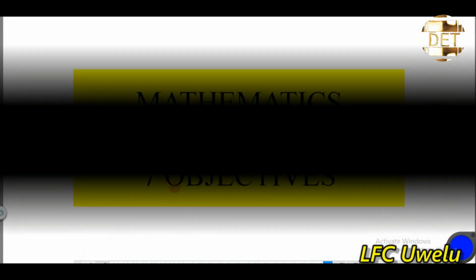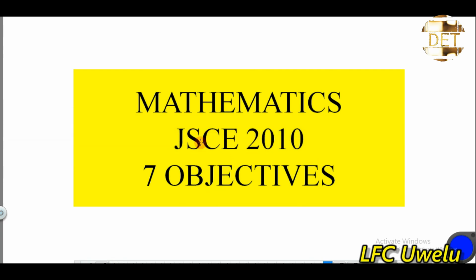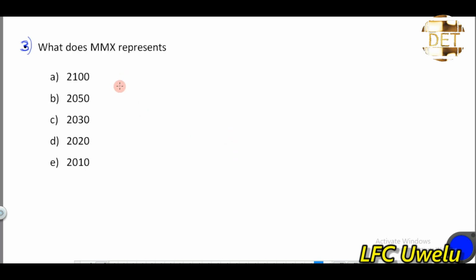So in this video, we're going to look at 7 objective questions in mathematics from 2010 JSCE, that's Junior Secondary School Certificate Examination. So the first question I have here is the number 3 question, and the question is, what does MMX represent? So MMX is in Roman numerals, right?